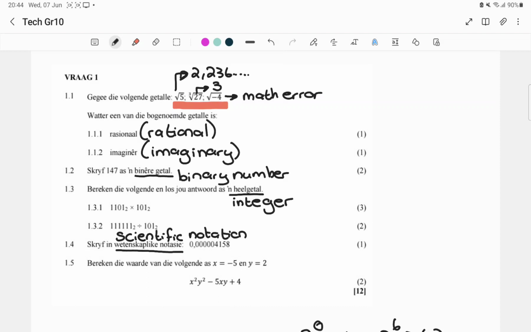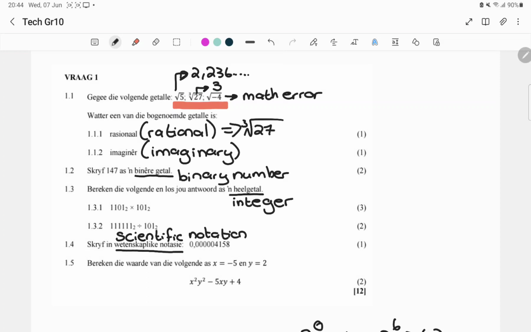So the first question asks you, which one of these numbers is a rational number? So remember, a rational number is any number with less than 3 decimals. Alright, so looking at the 3 options I have, the only option is number 2, which is the cube root of 27. So onthou, 'n rasionale getal is enige getal met minder as 3 desimale plekke. So as ons kyk na die 3 getalle wat ons het, is die enigste getal wat minder as 3 desimale plekke is dan die derde makswortel van 27.